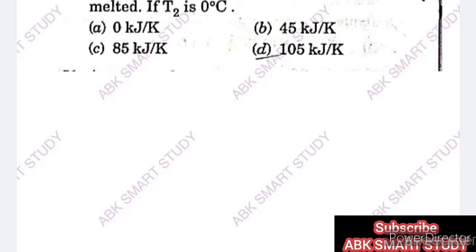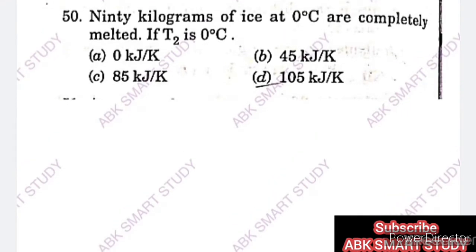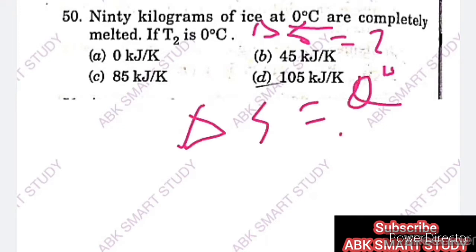Here the problem is given, that is 90 kg of ice at 0 degree Celsius are completely melted if T2 is equal to 0 degree Celsius. So here delta S is required to calculate. So change in entropy is required to calculate here. So 90 kilogram of ice. So here delta S is equal to, we know delta S is equal to Q upon T.